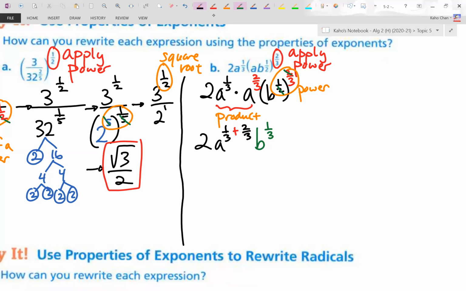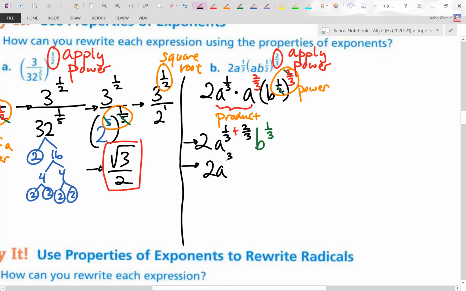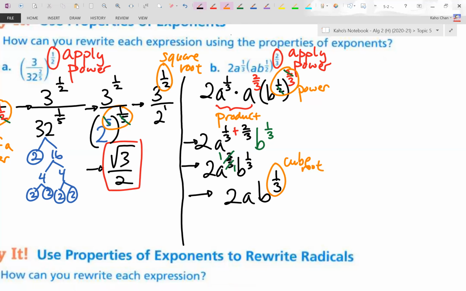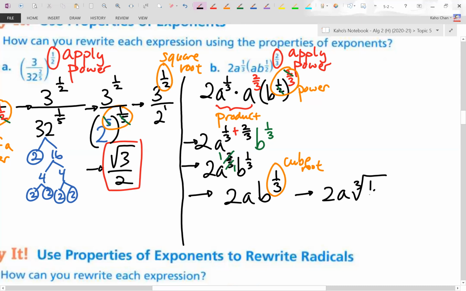Okay. Let's keep going. Oh, look at that. 1/3 plus 2/3 is 3/3. Nice. And then 3/3 is just 1. 2ab to the 1/3. Now they want this to be written in radical form, okay? That's what they want us to do. So this part right here, this is the cube root. Something from Algebra 1 you should have picked up. If you didn't, that's okay. And there's your answer right there.